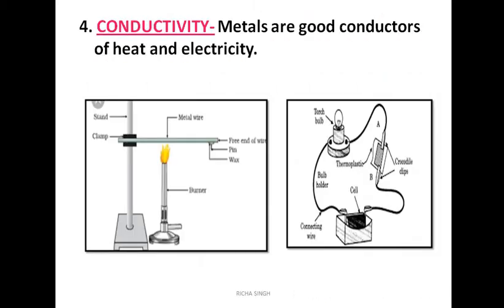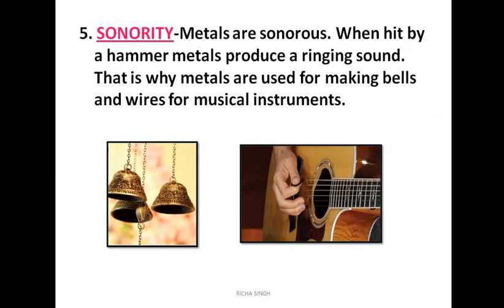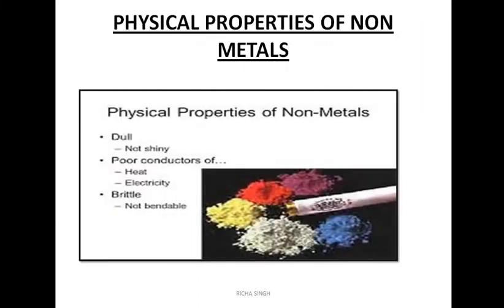Then conductivity. As the metals have free electrons in them, they are good conductors of heat and electricity. But there is an exception: lead and mercury are poor conductors of electricity. Sonority. Metals are sonorous, which means when they are hammered, they produce a ringing sound, and this property is known as sonority. So these are some of the properties of metals.